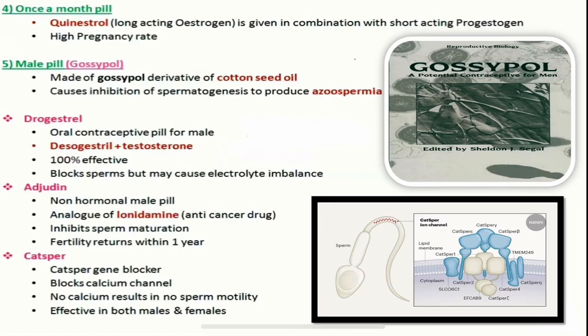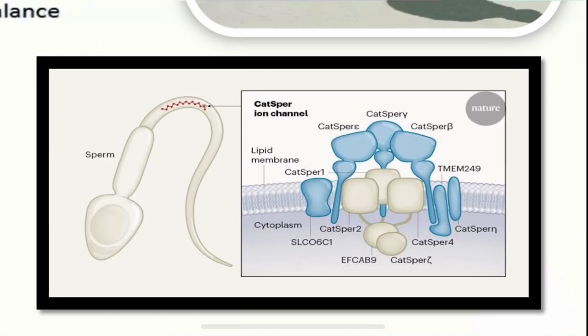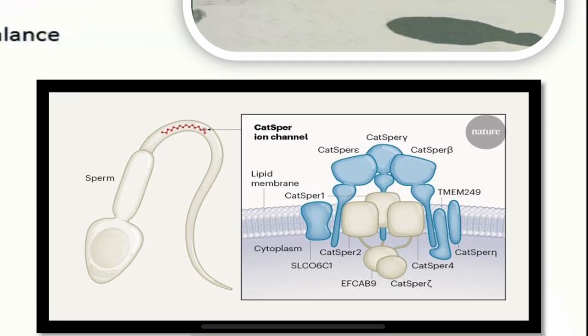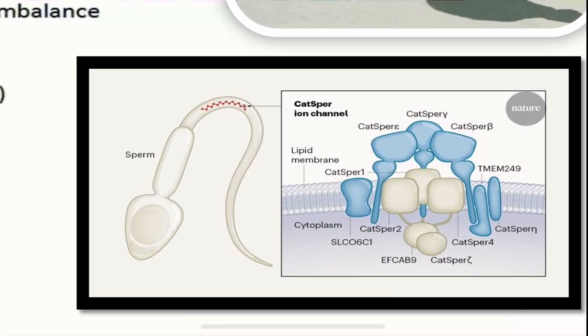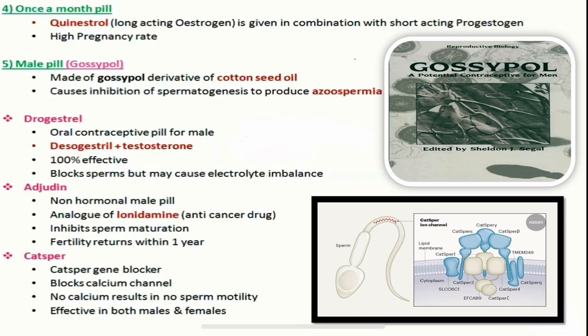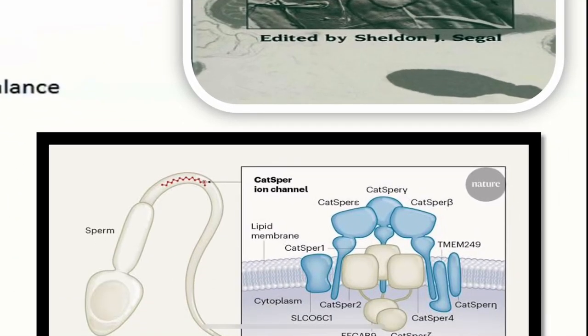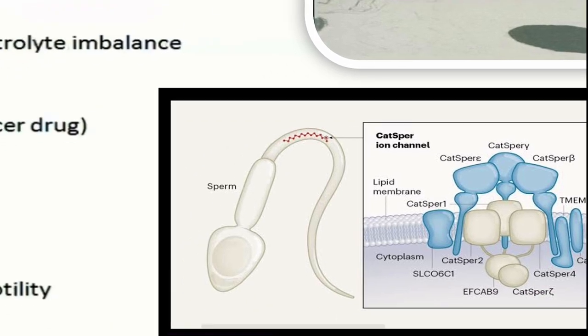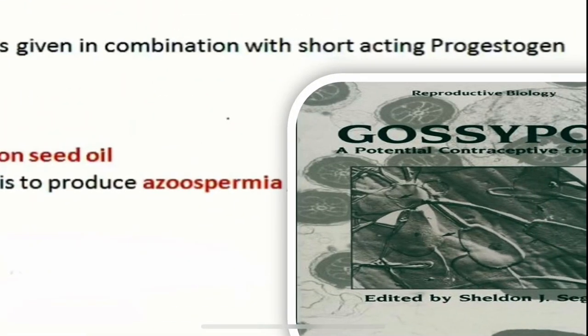CatSper is a gene blocker. It blocks the calcium channels. You can see here, the CatSper ion channel. It is blocking the calcium channel, and no calcium will result in the loss of motility in the sperm. It is effective in both males and females. The fertility of the sperm is altered by blocking the calcium channels in the case of CatSper.